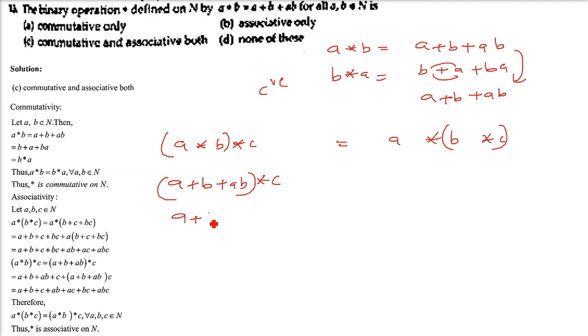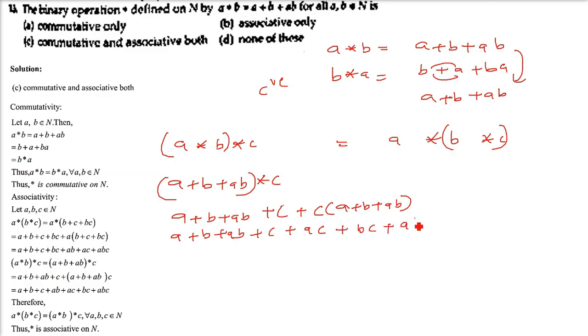So A plus B plus AB plus C, multiply both of these. Just multiply A plus C into A plus B plus AB. So we get A plus B plus AB plus C plus AC plus BC plus ABC. Now I'll do the second one and we will see if it matches later.